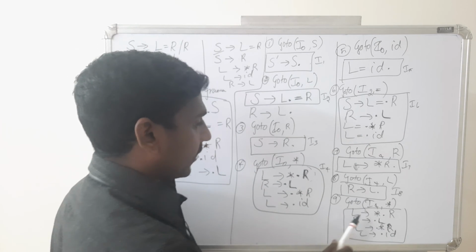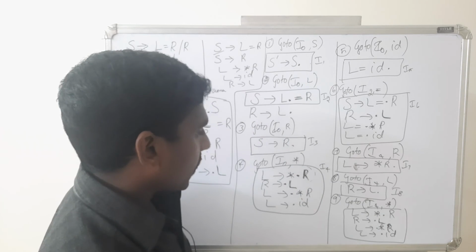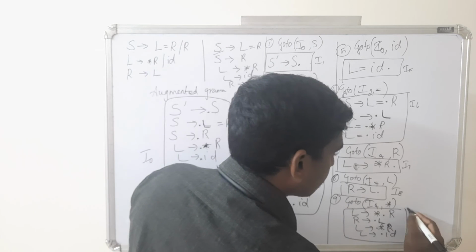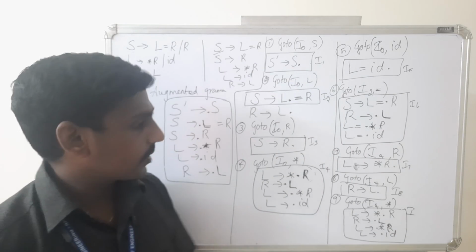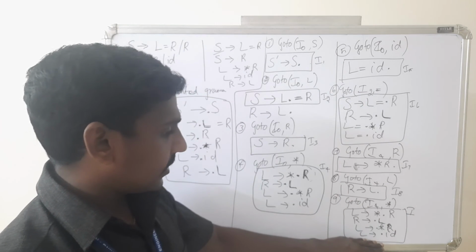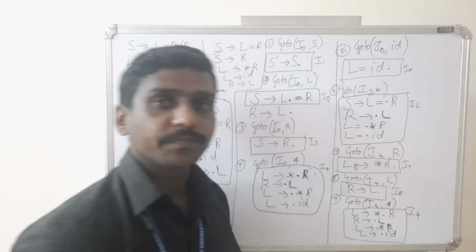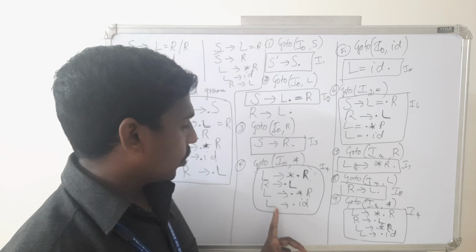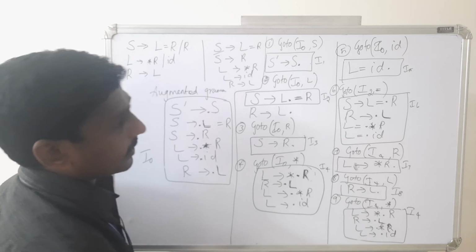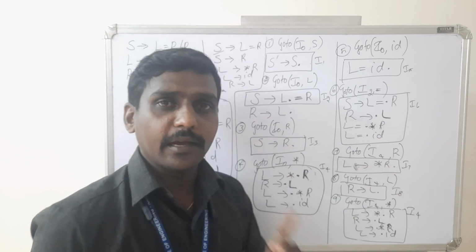Clear? Listen very carefully. L tends to star dot R is already where? In I4. So what we want to do is, this is not marked as I9. If you mark it as I9, it goes to infinity. Since this grammar and this grammar are the same, you have to mark it I4. Again you have to check goto of I4 comma ID. Again the same procedure.